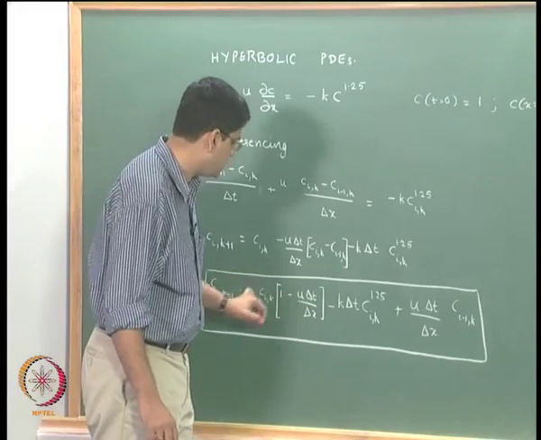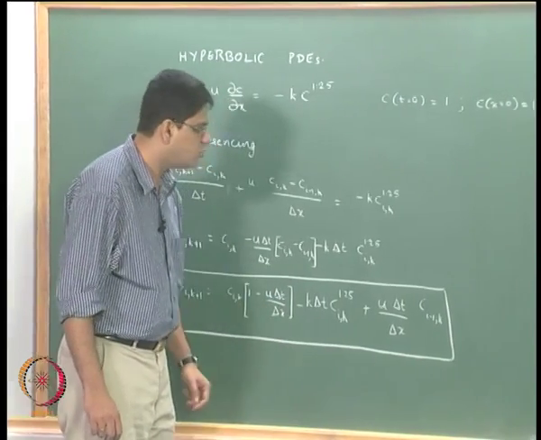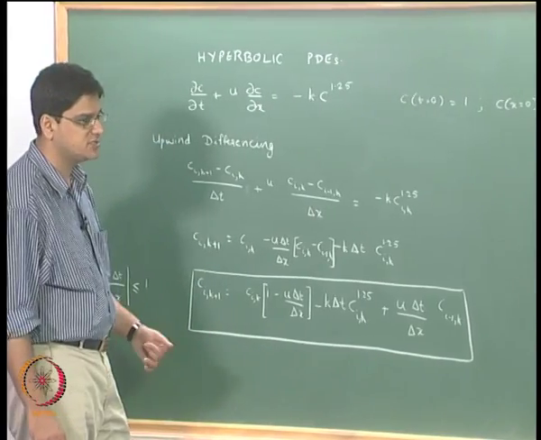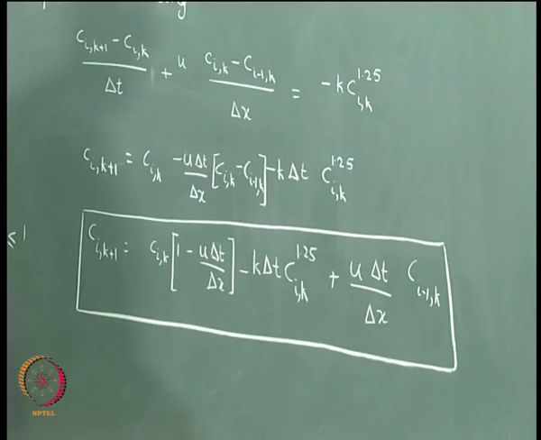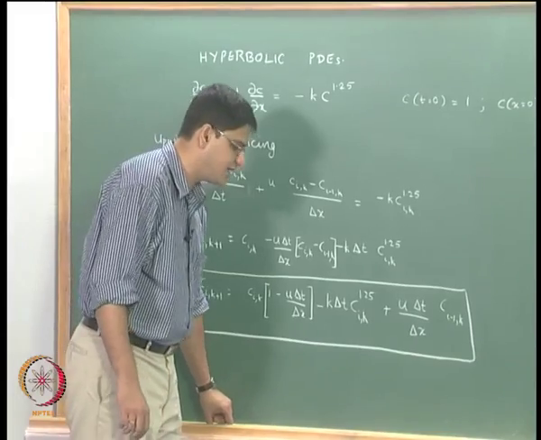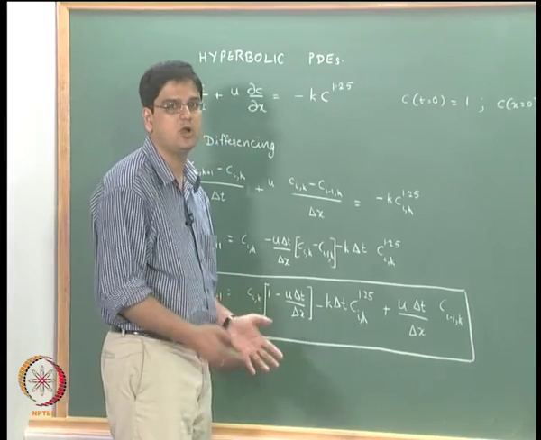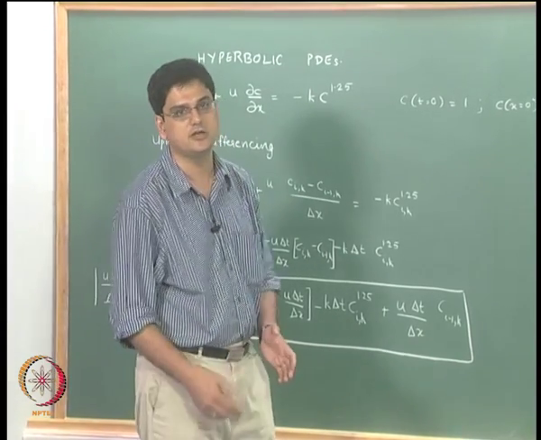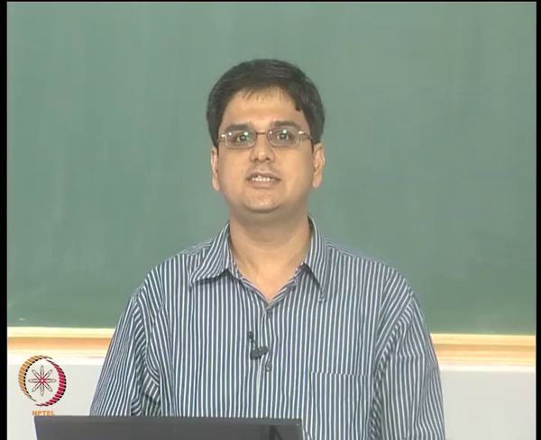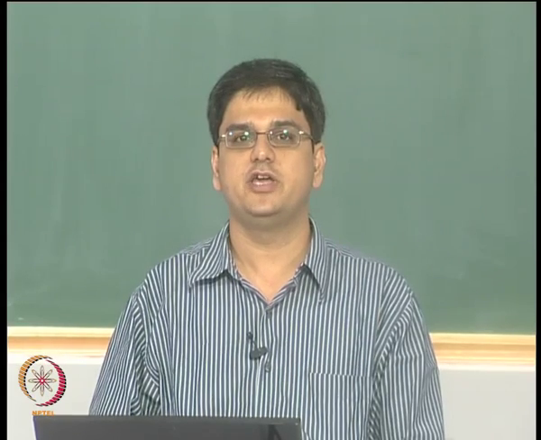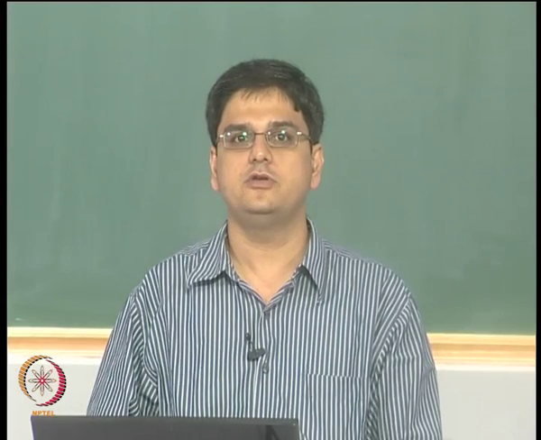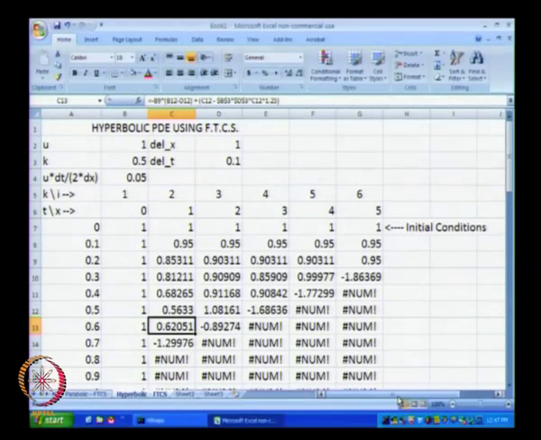So let us try this particular example now with the upwind difference scheme. We will start off with what we had previously using the forward in time, central in space method and then modify it appropriately for the upwind difference method. Let us start where we had left off in the third lecture of this module, with the hyperbolic PDEs solved using the FTCS method.